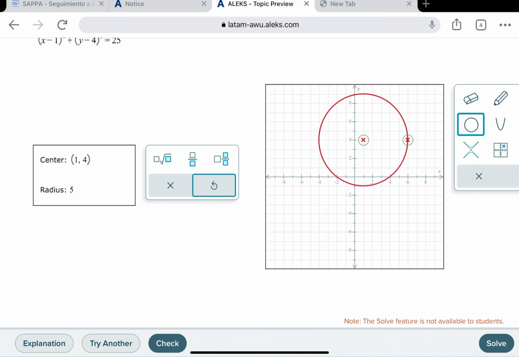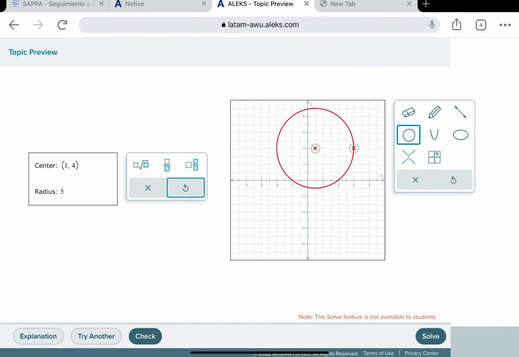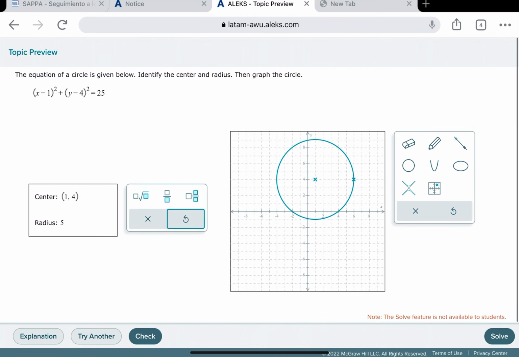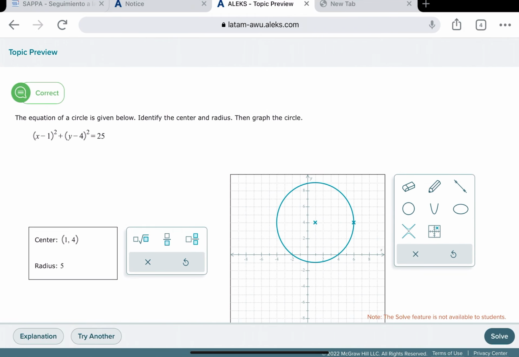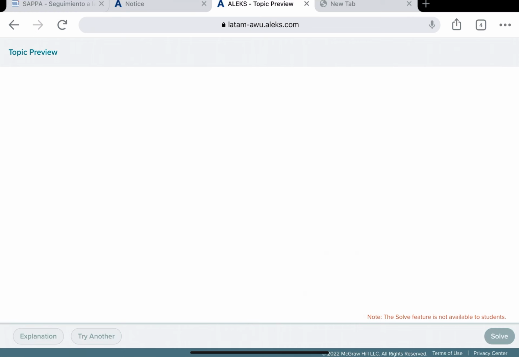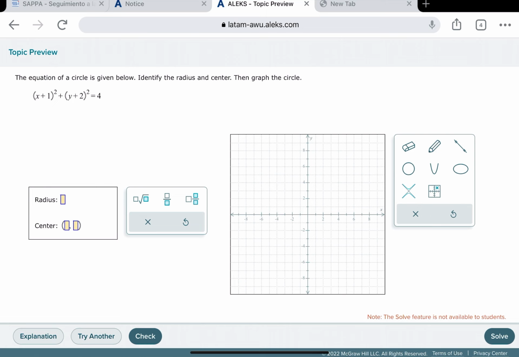So my circle is placed at 6, just like that. There it is. There is my circle. I draw that, and I click on check. That is what we have to do for this exercise. And let's do another one super quick so that you see. This one I will do super fast.